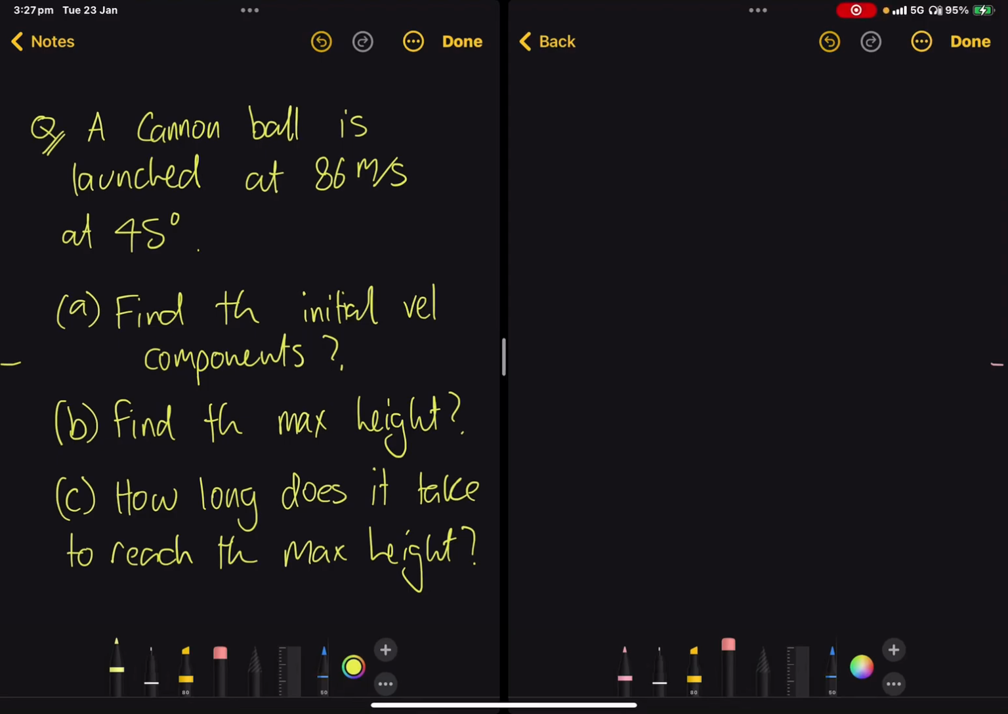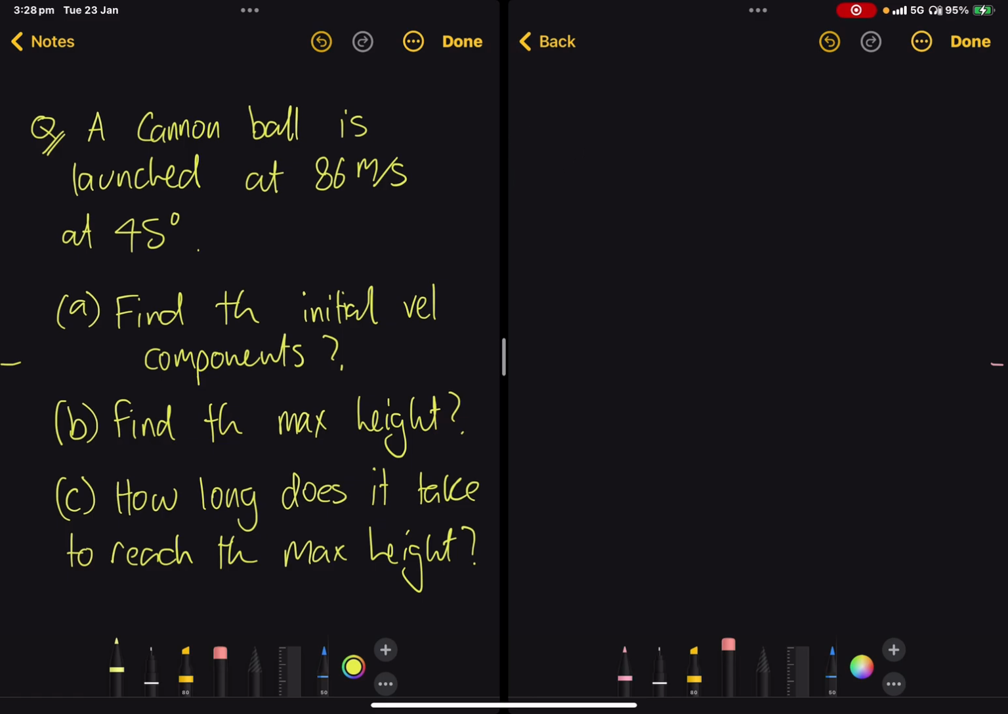Alright, so let's have a look at another advanced mechanics question. Here we're told a cannonball is launched at 86 meters a second with an angle of 45 degrees. So we're assuming this is from horizontal. Pretty much if an angle is given, usually it's from horizontal, and that's certainly the case in this question. So we need to find the initial velocity components, we need to find its maximum height, and we need to find how long it takes to reach that maximum height.